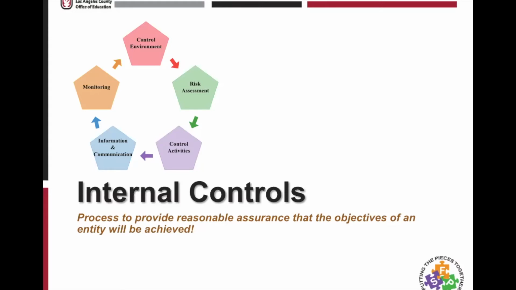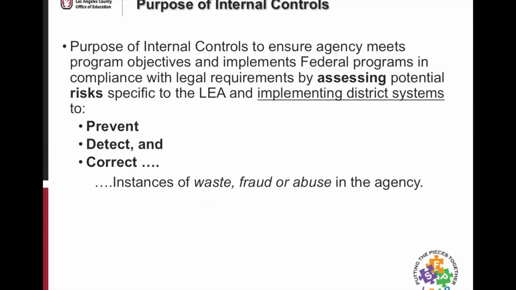So primarily we think of internal controls as fiscal, and you're going to see a lot of fiscal references, but also note that you're going to see mentioned achieving program objectives, because it's not just about the money. It's about, do you have controls in place to ensure that you're achieving what the district wants to achieve in terms of programs for students? So let's take a look at the purpose.